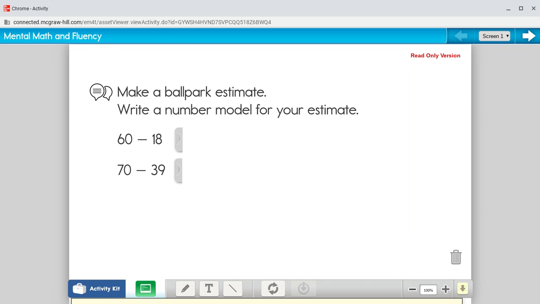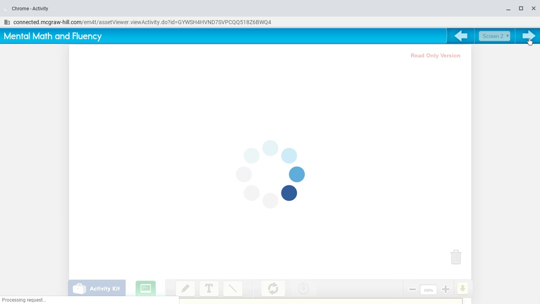70 minus 39. So go ahead and write down what you think the ballpark estimate would be for 70 minus 39. 70 is already a 10. What 10 is 39 closest to? So 70 minus 40 would be my ballpark estimate because 39 is only 1 hop away from 40. And it's a lot easier to work with 10s than numbers that have a number in the ones place other than a 0. Let's move on to level 2.